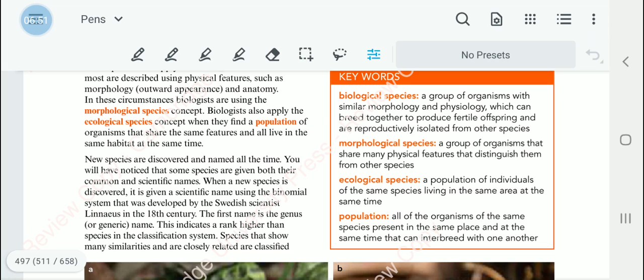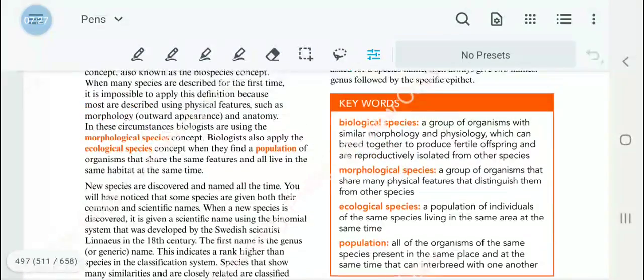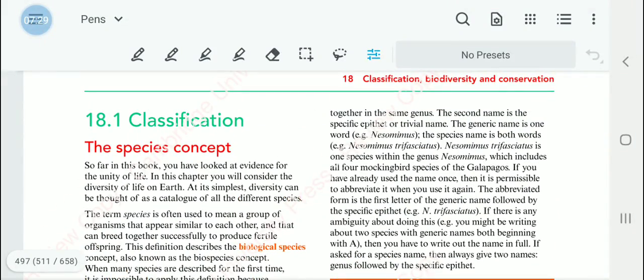Now, in the 18th century, a Swedish scientist known as Carolus Linnaeus introduced the scientific naming system known as the binomial naming system, to identify different animals. Binomial means there are two names. The first name is the genus, or the generic name. That is a rank higher than the species in the classification system. Different species who show many similarities and who are closely related are in the same genus category.